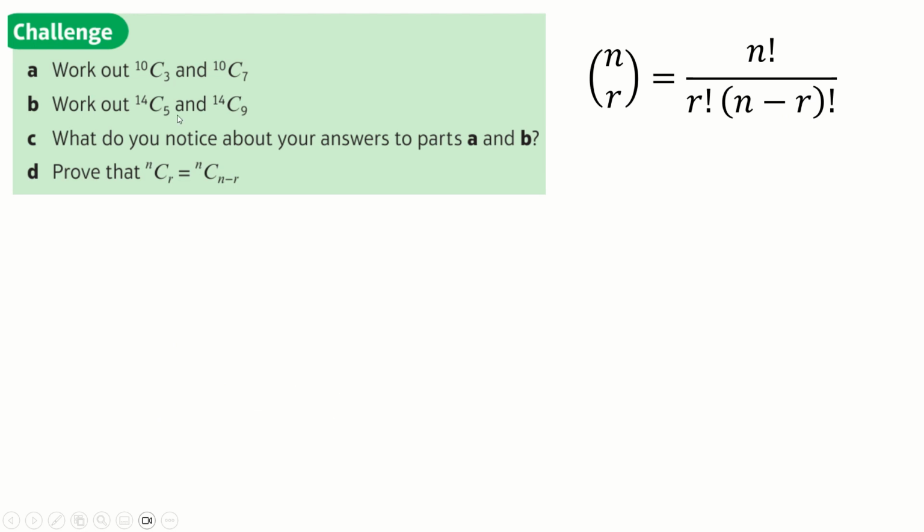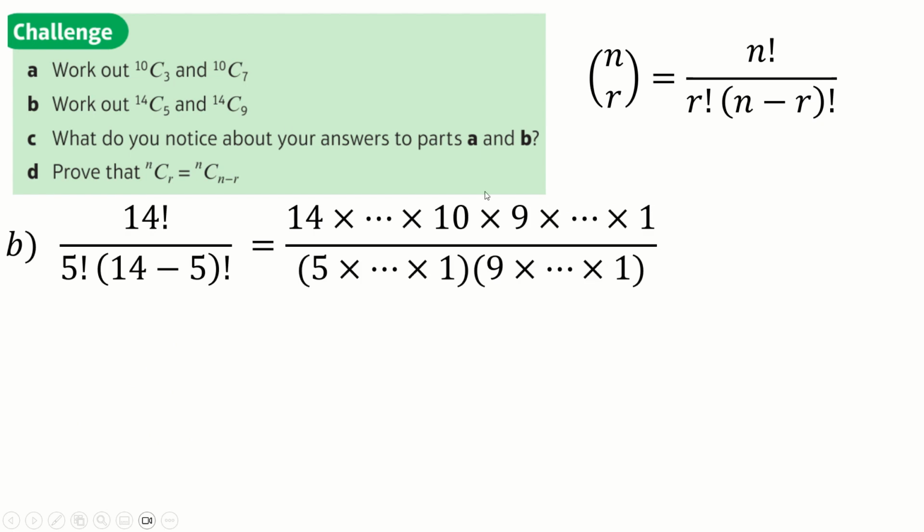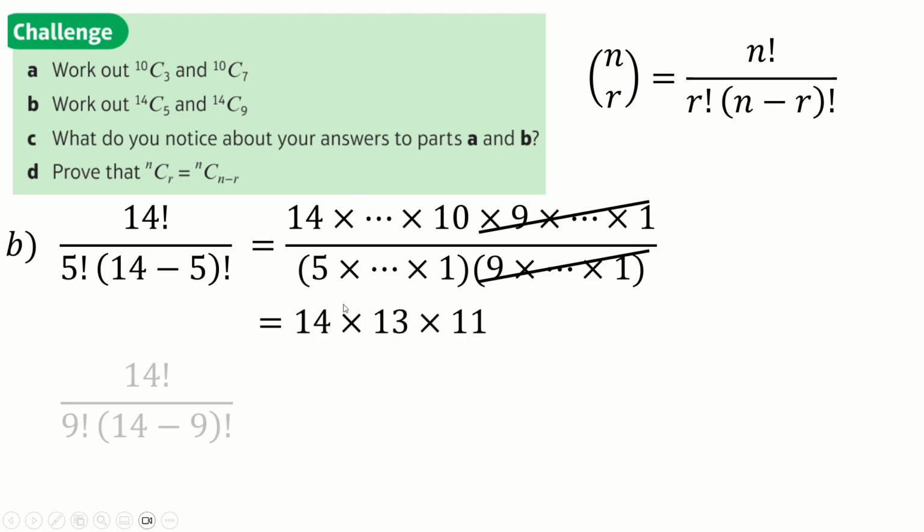And then for some reason they asked me to do that again. Great, fine, whatever. This cancels with this, obviously. 5 times the 2 that will be in here will cancel with this 10. And then the 3 times the 4 in here will cancel with the 12 up here. So all that's left here is 14 times 13 times 11, which you can work out to be 2002.